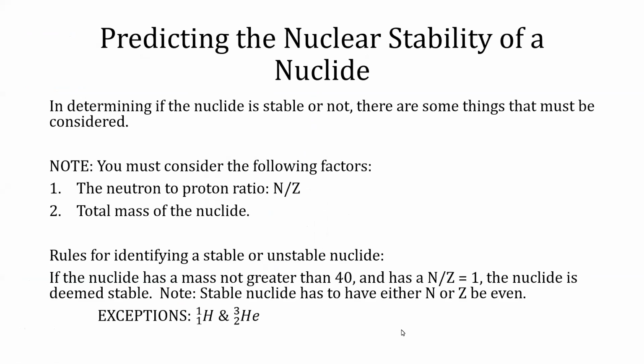If the nuclide has a mass not greater than 40 and has an N to Z ratio equal to 1, the nuclide is deemed stable. Note, a stable nuclide has to have either N or Z be even. The exemptions are 1_1H and 3_2He.